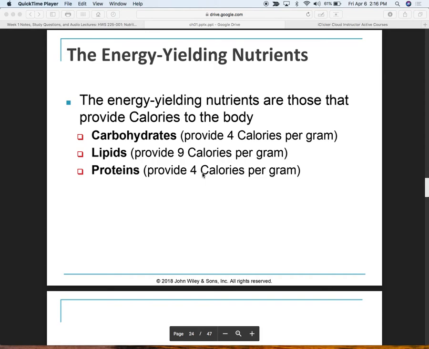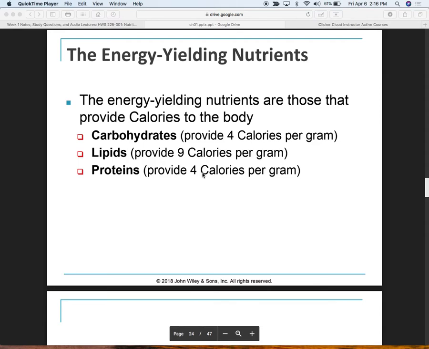Okay. So energy yielding nutrients are what we call macronutrients. And this is where we haven't done a good job making things very clear. So carbohydrates provide 4 calories per gram. Lipids provide 9 calories per gram. Proteins provide 4 calories per gram. So I've already alluded to this, right? In the last class, I think I said that there were 2.5 times the amount of calories for the same amount of food in fat than in carbohydrates and protein.